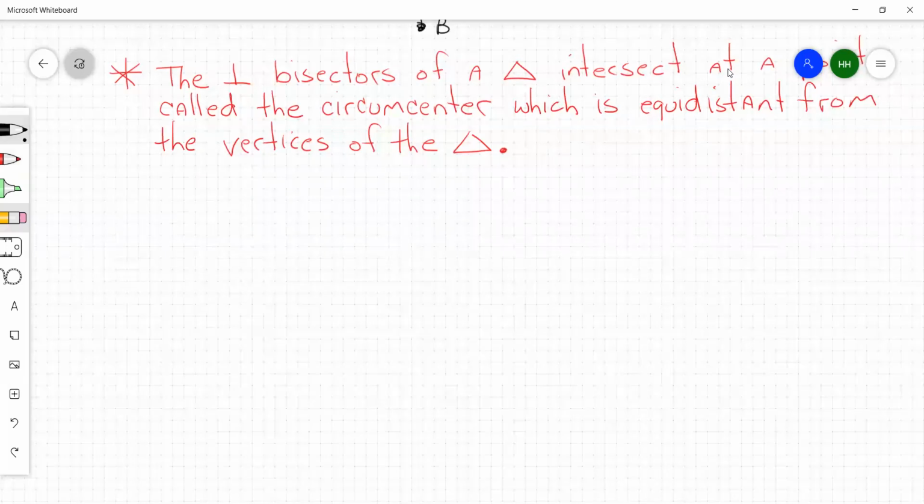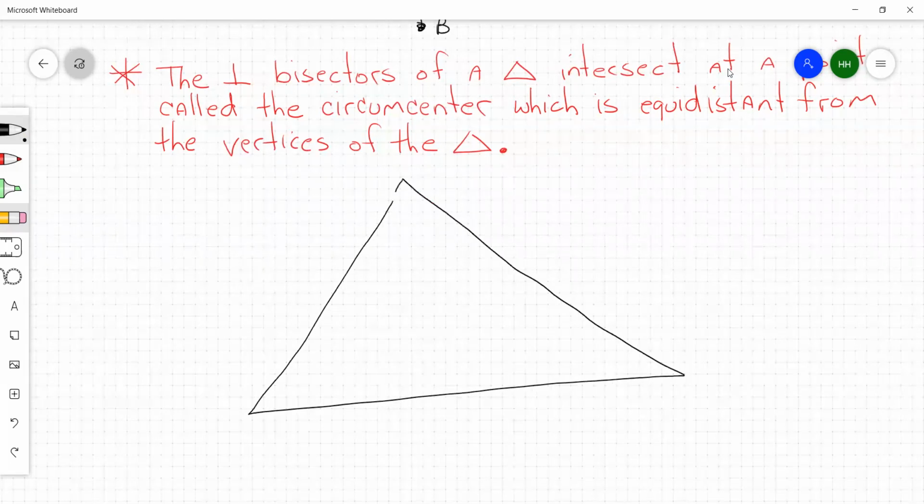So here's what a diagram of that would look like. If we get a triangle, triangle ABC. Triangle ABC has 3 sides. So how many perpendicular bisectors will it have? 3. It'll have 3. Very good.